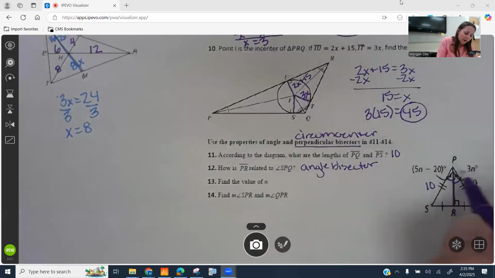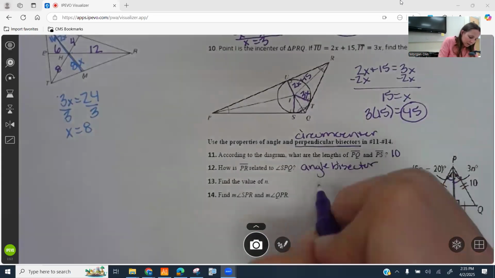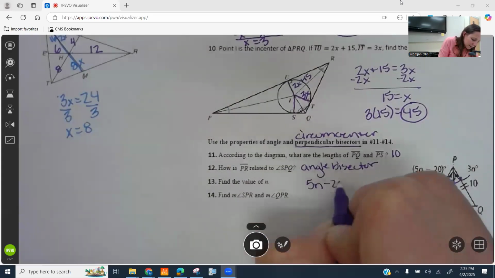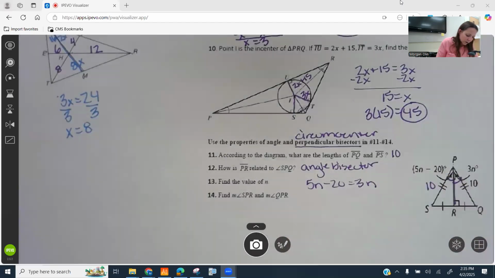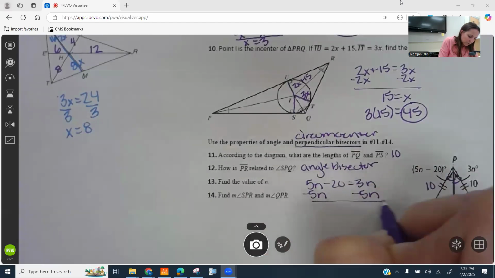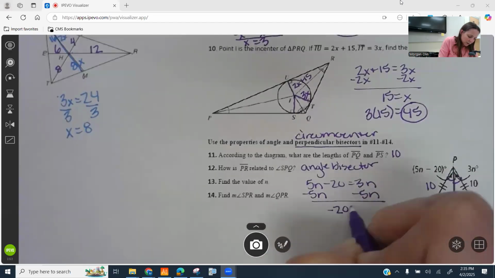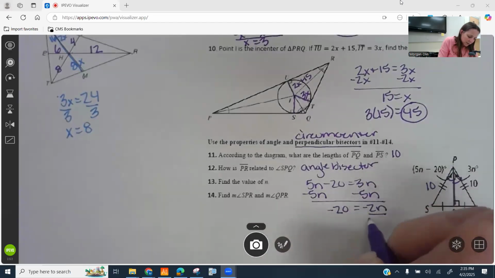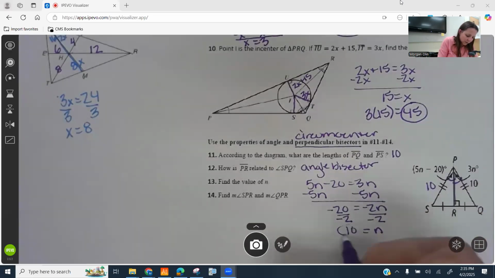So that we can find the value of n in number 13. And we can set these equal to one another. All right. Here I can subtract 5n. Now be careful, that is a negative 20 equals negative 2n. And then divide by negative 2. So n equals 10. So we just found the value of n.